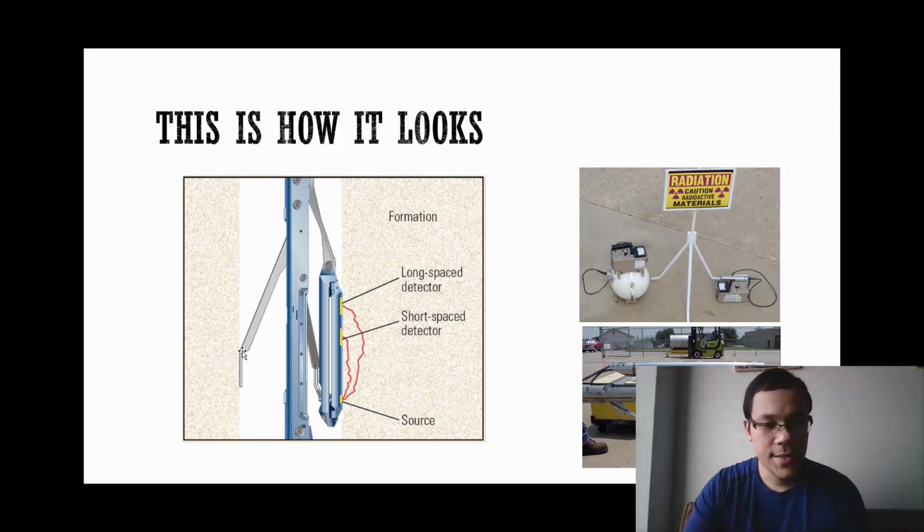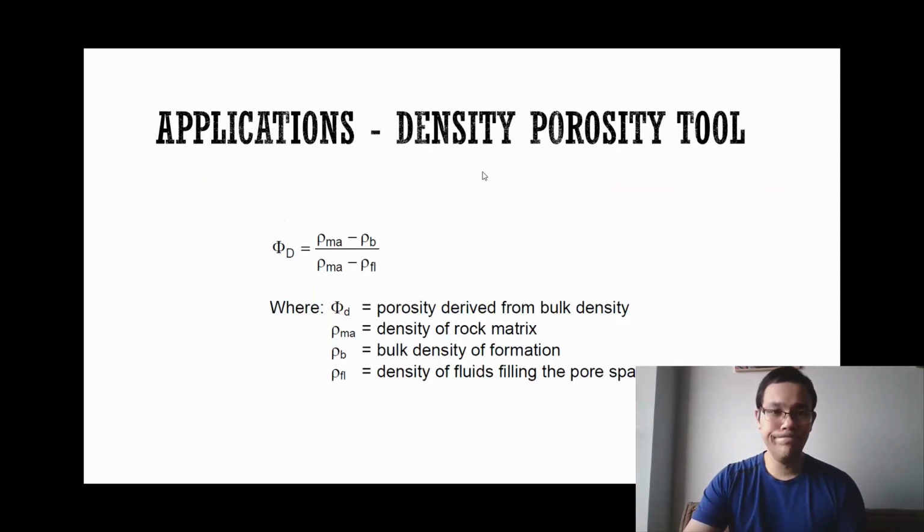So, how does the tool work? You can see that it has one caliper and it has a pad. In that pad, a radioactive source which emits gamma rays is installed. Those gamma rays will travel through the borehole and the formation from the source to a short space detector and a long space detector. In this case there are two, but there could be more. It depends on the company.